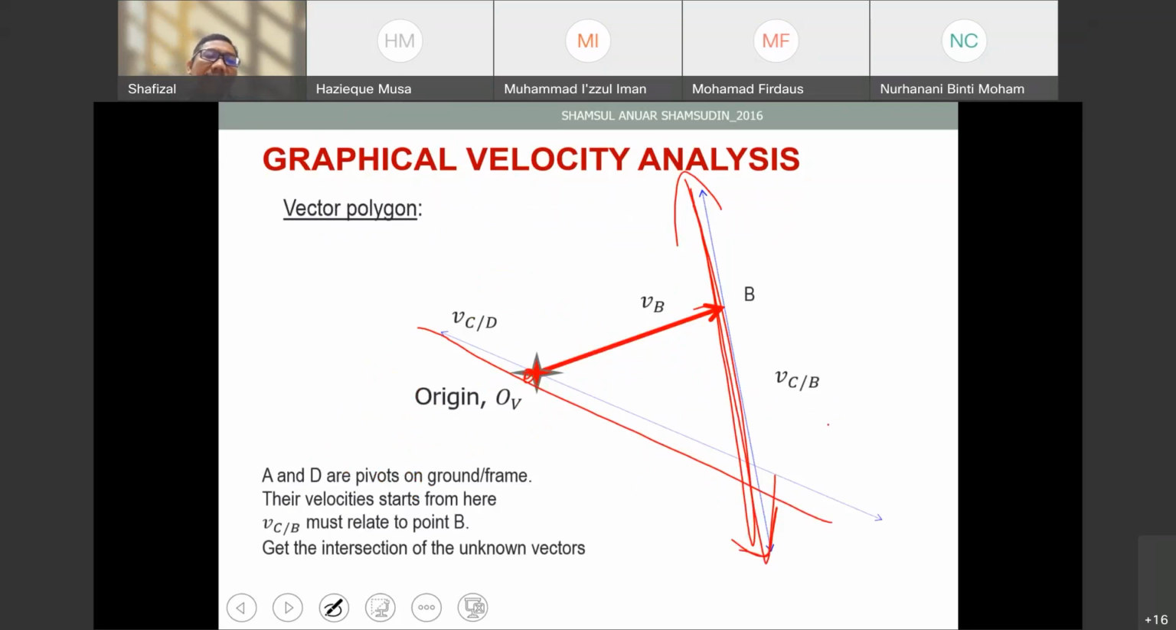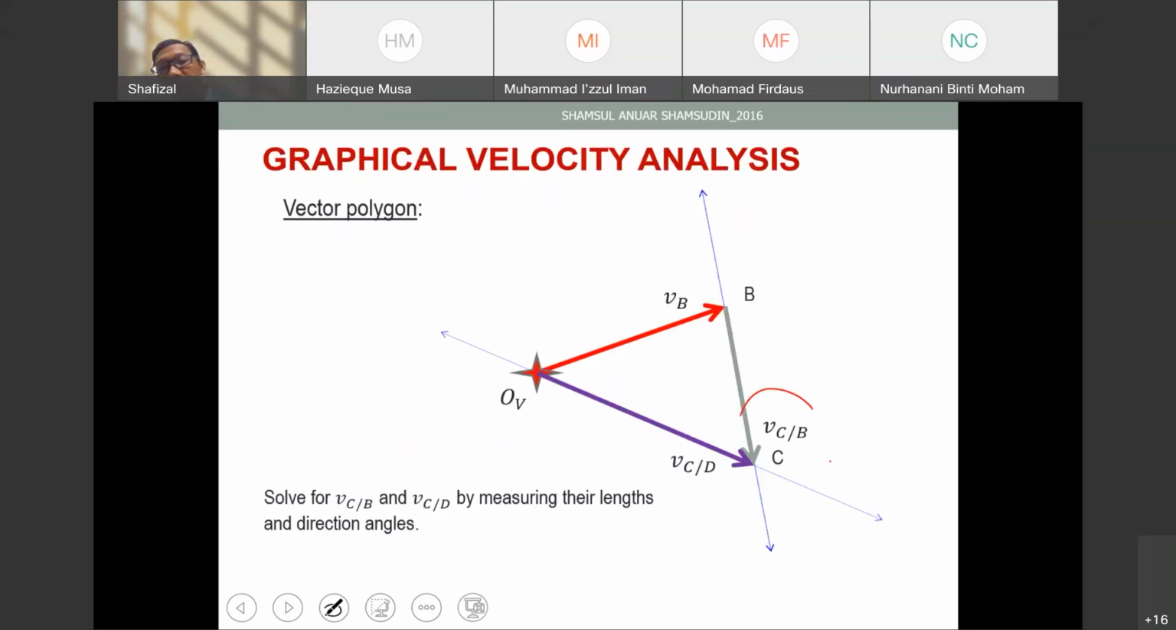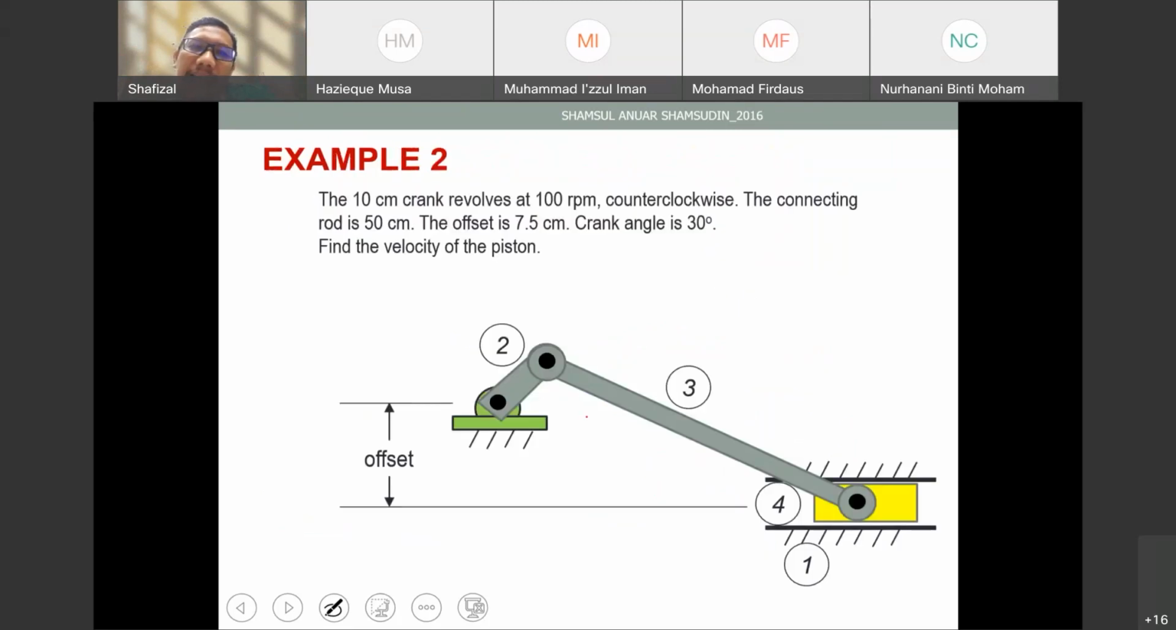Alright, and then dia kata get the intersections of the unknown. So this is the intersections of the unknown, right? So this one VCB, this one VCD. So that is how you draw it, right? This is the direction, and then how to find the value of the velocity at this point. The value of the velocity is found by measuring the length and the angle. So you have all the angles, then you can just find it from the drawing that you do using CAD software, for example. That is how you draw the vector polygon from the graphical velocity analysis.